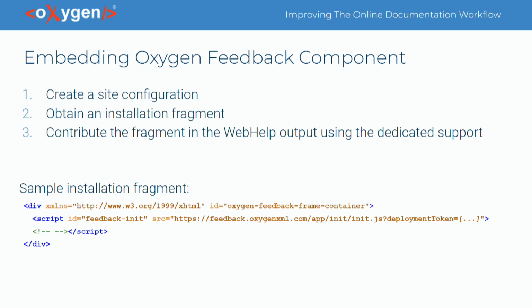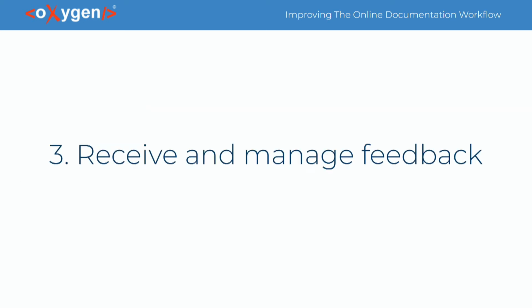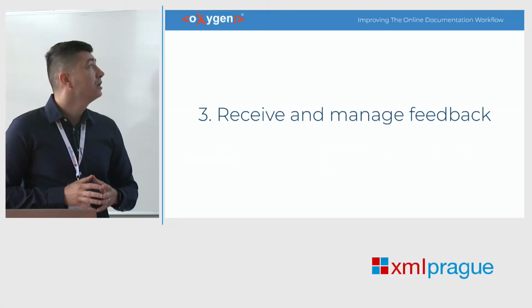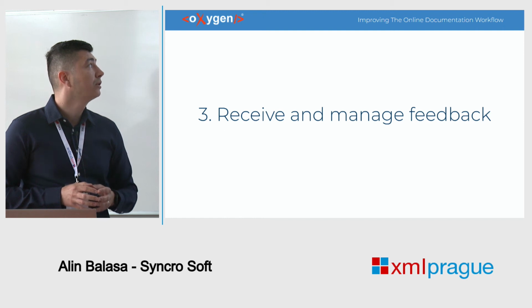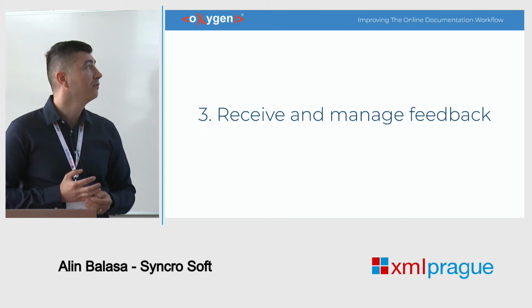After performing these steps and creating a site configuration, you'll obtain an installation fragment like this one here. After that, you will need to embed this installation fragment in every HTML page where you want the commenting component to be displayed. Oxygen publishing engine offers built-in support for contributing the Oxygen feedback installation fragment into your WebHelp responsive pages.